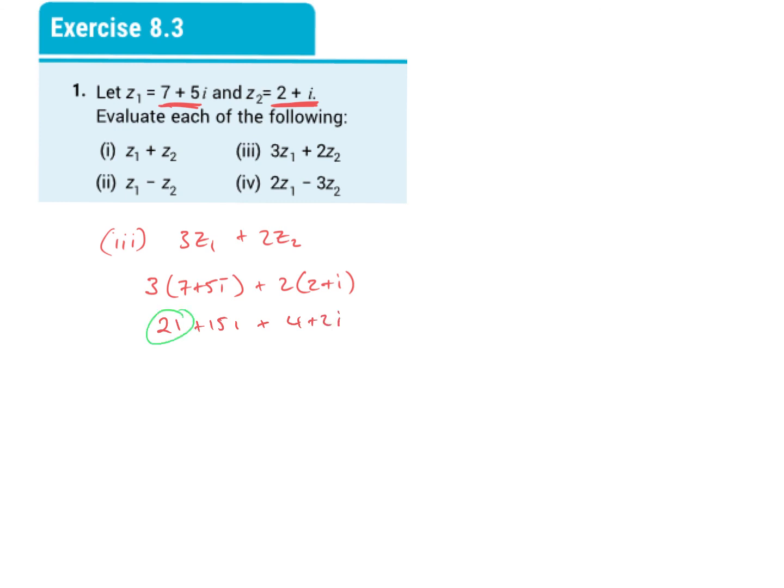Collect the numbers together, collect the i's together. So what we have here now is 21 plus 4 is 25, 15i plus 2i is 17i, and we are done.